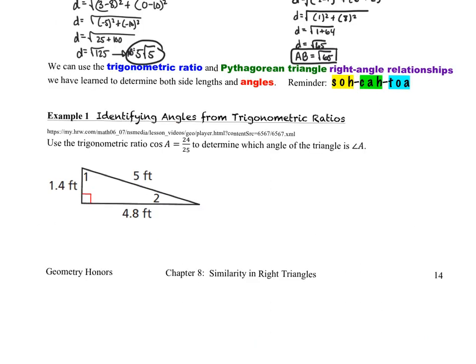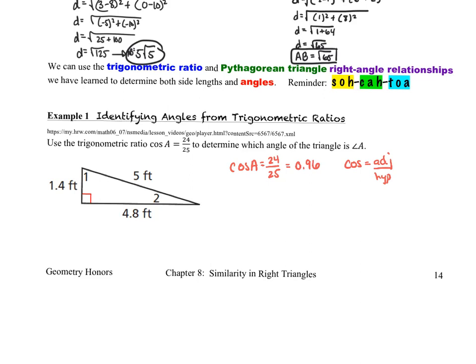So in the last section we focused on finding side lengths, but now we can focus on side lengths and angles using SOHCAHTOA. So something a little bit different when finding angles. This says use the trig ratio cosine A equals 24/25 to determine which angle of the triangle is angle A. So first off, I'm looking at what 24/25 equals as a decimal, which is 0.96. And I know that cosine is adjacent over hypotenuse.